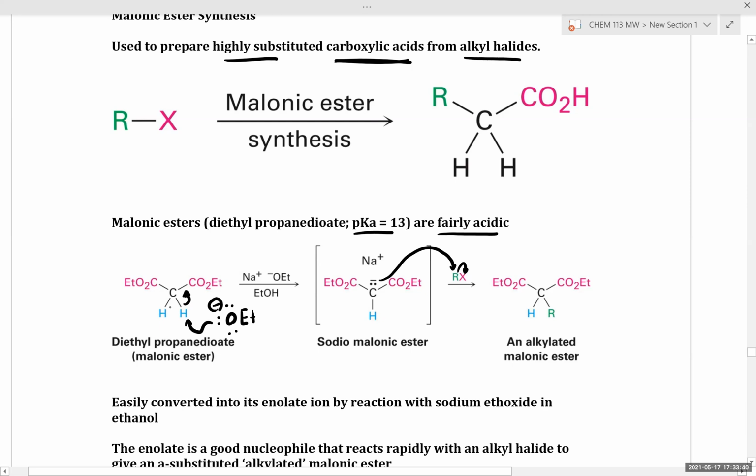Does this general scheme for the malonic ester synthesis make sense? So we make our enolate and then we alkylate it.